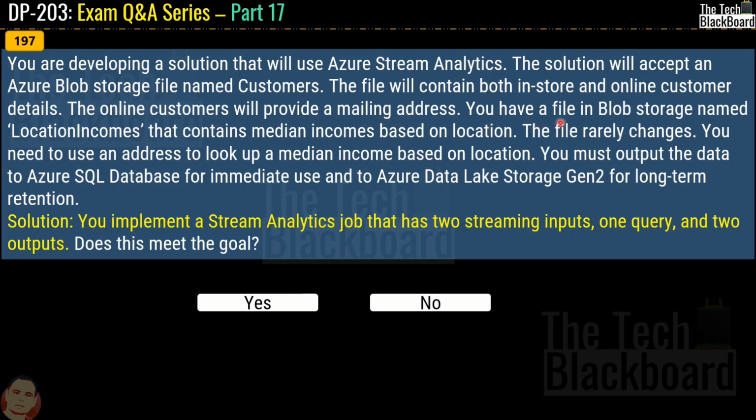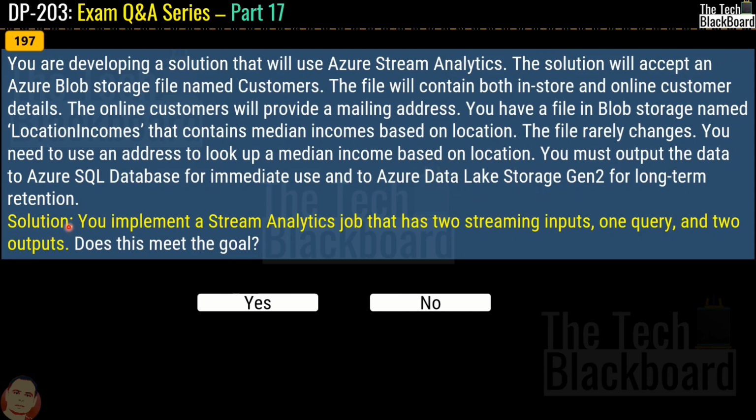The online customers will provide a mailing address. Now you have a file in Blob Storage named location incomes that contains median incomes based on the location. Now the catch is that the file is rarely used. Further, the question says that you need to use an address to look up a median income based on the location, and you must output the data to Azure SQL database for immediate use and to Azure Data Lake Storage Gen 2 for long-term retention.